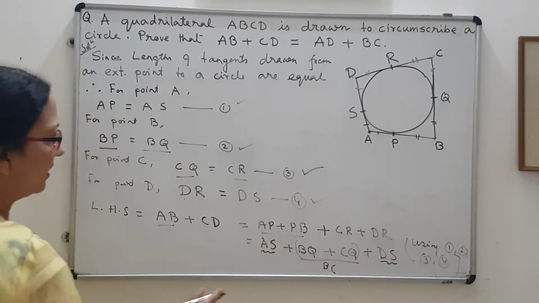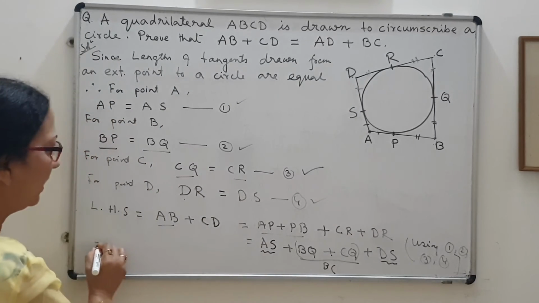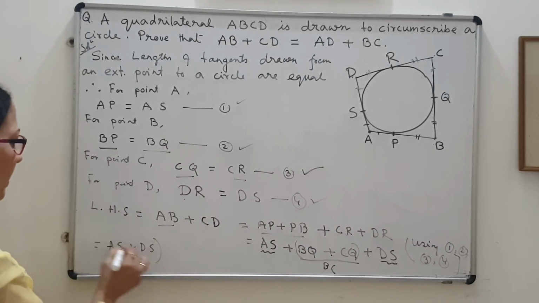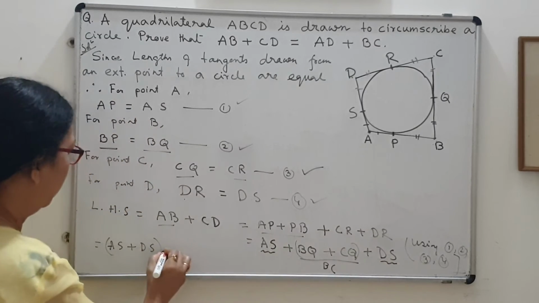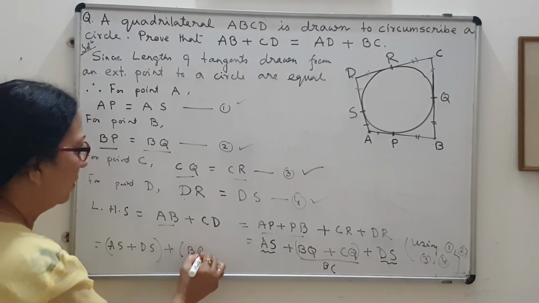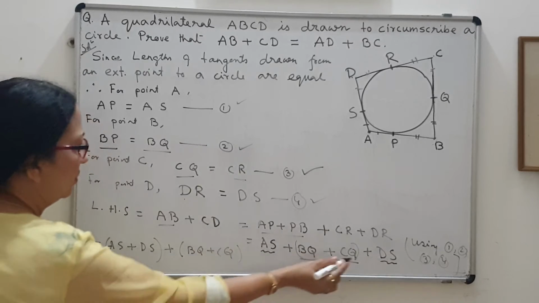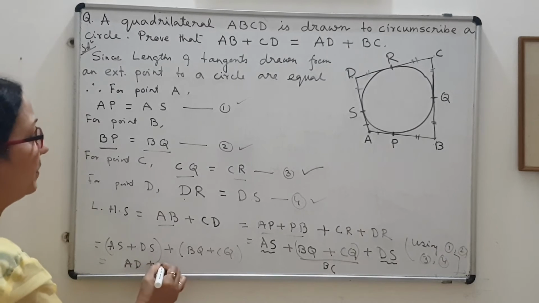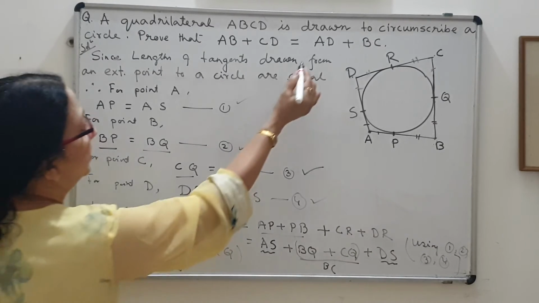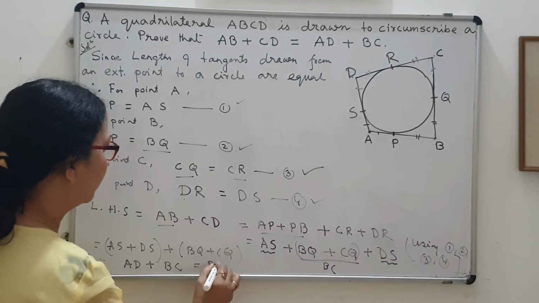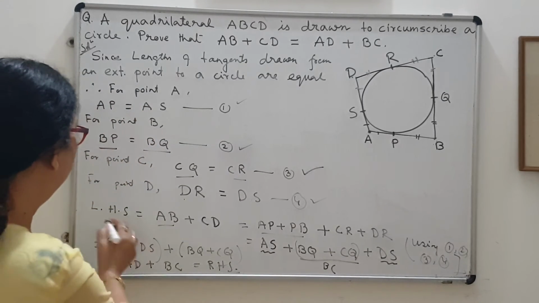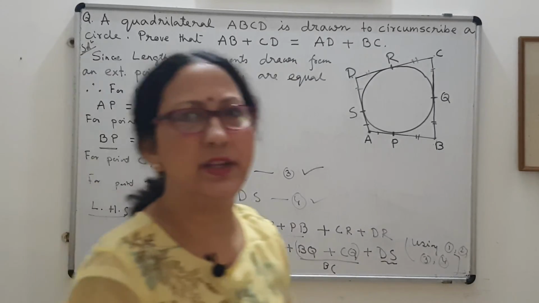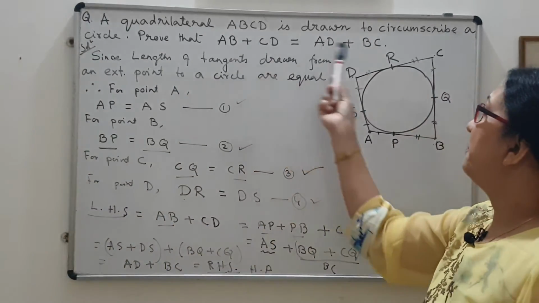So in the next step I can write in this way: AS plus DS, I group these two, plus BQ plus CQ. So in the last step, AS plus DS is your AD and this is your BC. So this is nothing but the right hand side, RHS. So the left hand side is equal to the right hand side, hence proved. In this way very easily we can prove the result, which is a very important result.